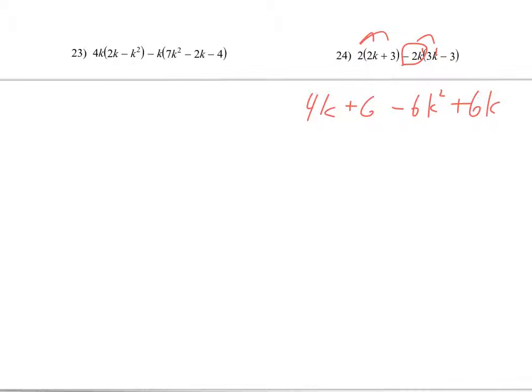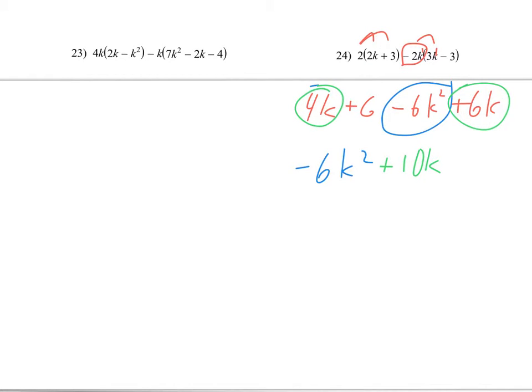Now we'll combine like terms, so negative 6k squared has nothing to combine with. And then 4k and 6k is 10k. And then 6 doesn't have anybody to combine with, so there you go.